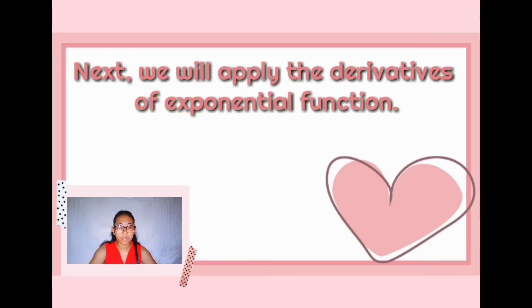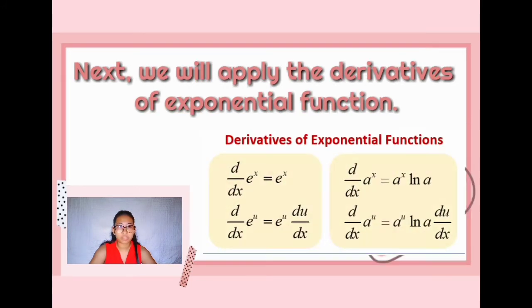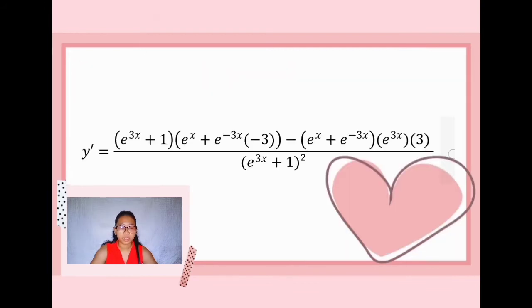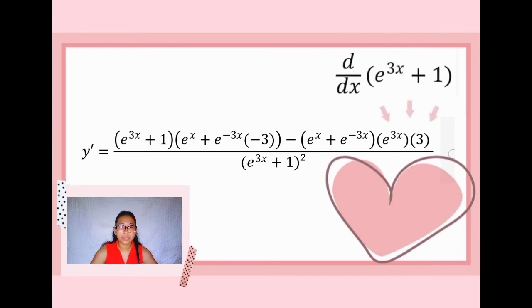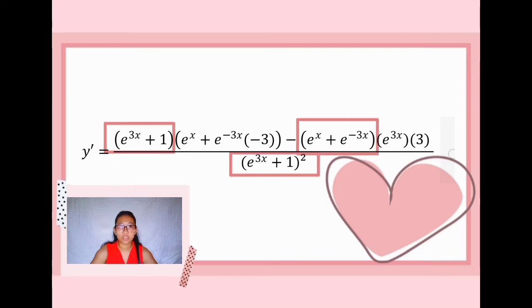Next, we will apply the rule in finding the derivative of exponential function. So, the derivative of f will be e raised to the power of x plus e negative 3x times negative 3. The derivative of the g, 3 e raised to the power of 3x. Then, copy the rest of the expression, the value of f and g.